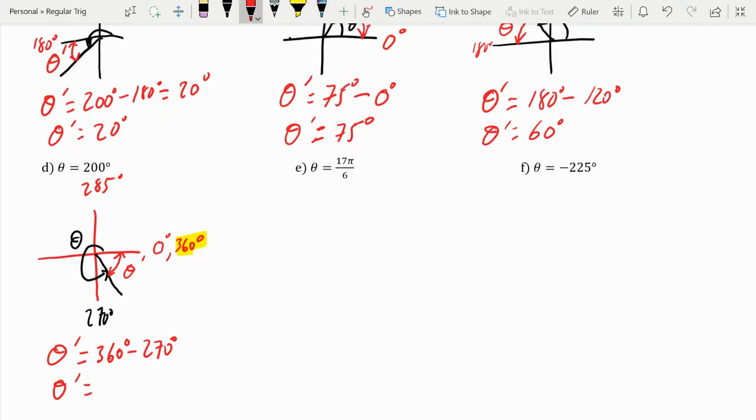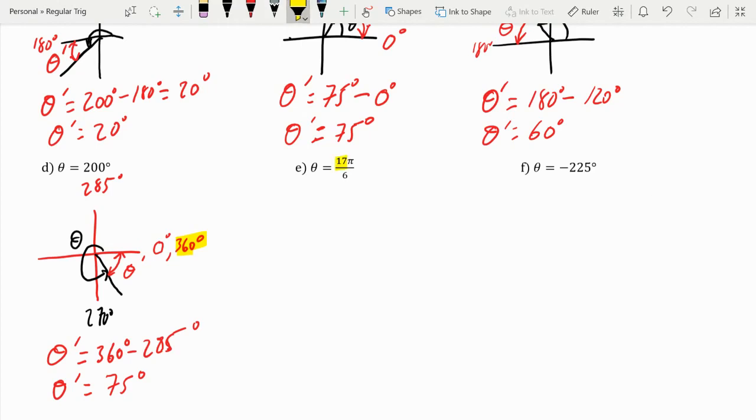So I have 360 minus 270. Theta prime is equal to, oh, hopefully somebody caught that mistake. 360 minus 285. Theta prime is equal to 75 degrees.